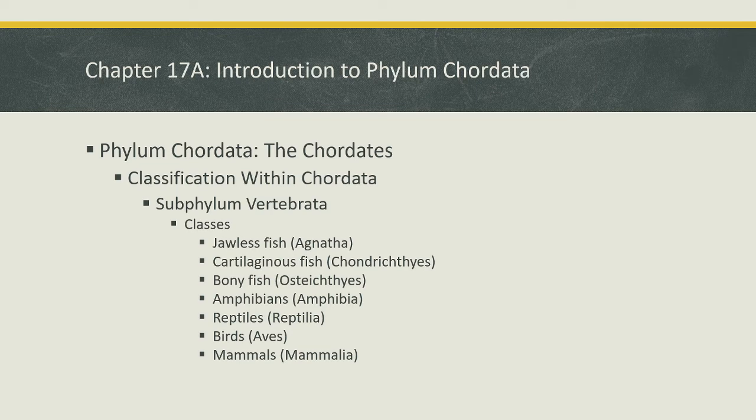And so with the cartilaginous fish, chondra basically means cartilage. And then ichthys is the Greek word for fish. And then the bony fish, oste, think of osteoporosis, is relating to the bones, and then ichthys, fish again.